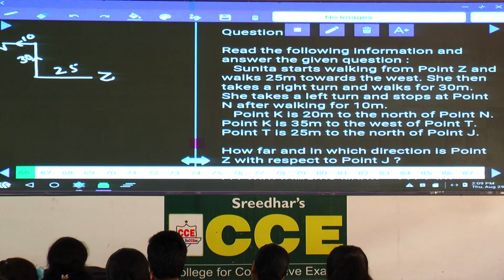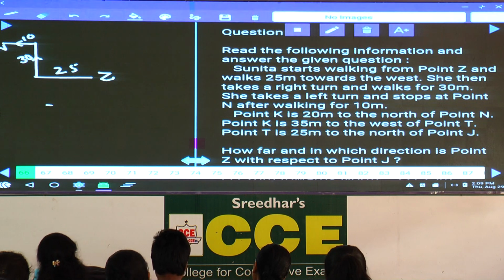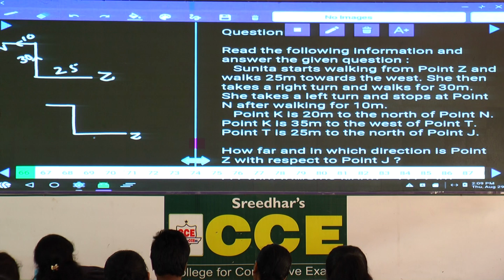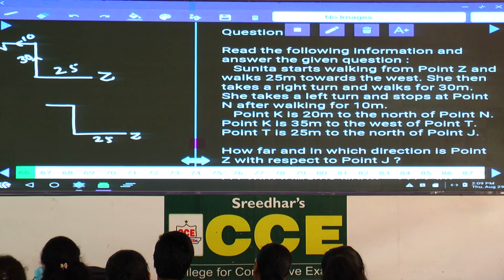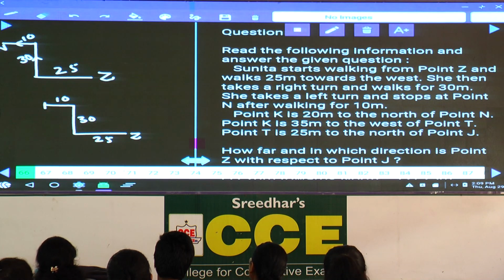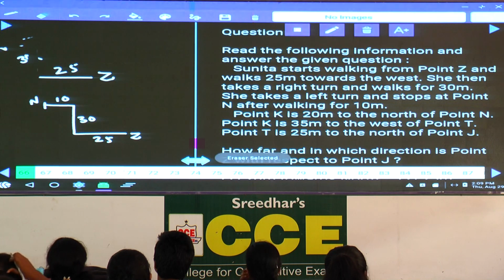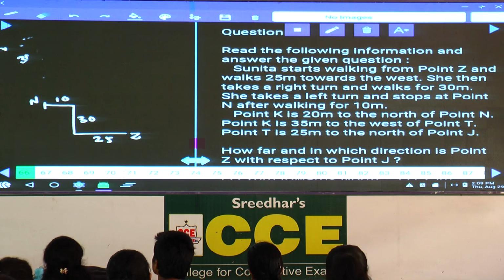Now this is point N, and K is 20 meters to the north of N. Now this K is how much? K is 20 meters to the north of N. This is N. Now if you take this is Z, 25, and this is 30, and this is 10, and this is N. Now what about this K? K is 20 meters to the north of point N.